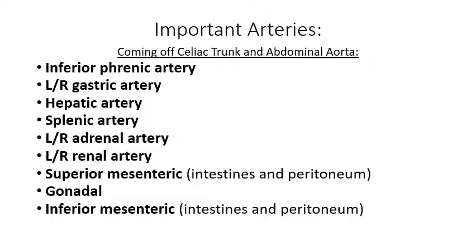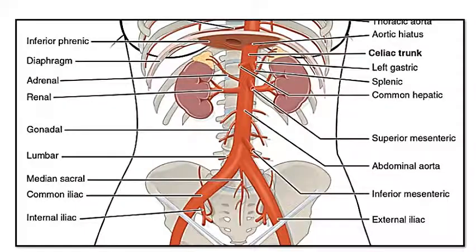And then coming off of the celiac trunk, we have the inferior phrenic artery, and then there's a left and right gastric artery for the stomach. There's a hepatic artery, splenic artery, and so on. Okay, so here we have the diaphragm, and then we have the celiac trunk, and coming off of the celiac trunk, we have all of those things. We have the gastric artery here, and then a little bit lower down here, we have the superior mesenteric artery.